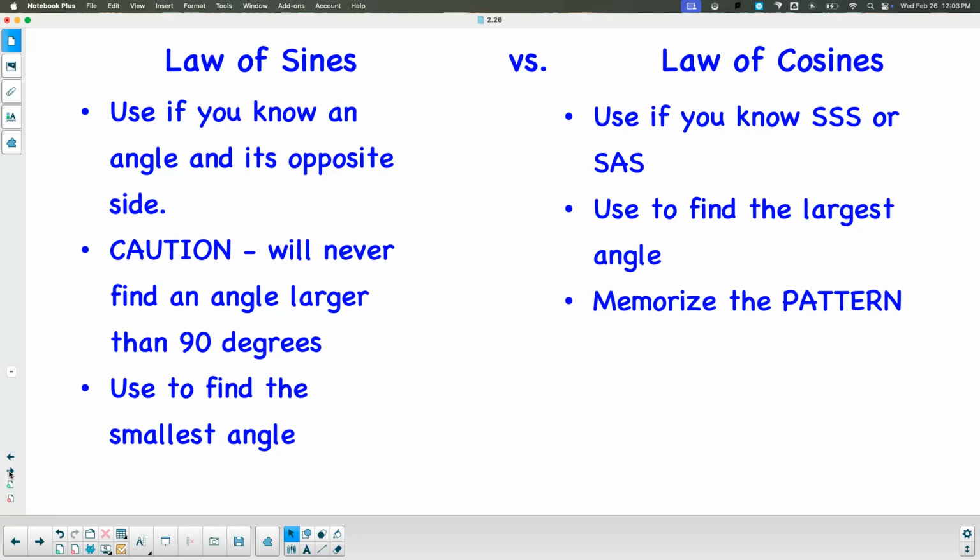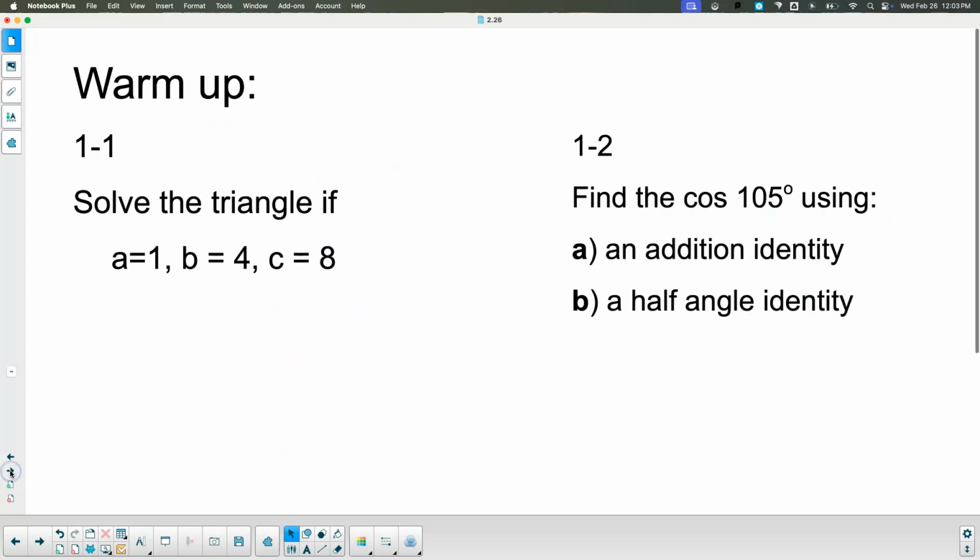With that being said, here are two warm-up problems. I want you to solve the triangle A equals 1, B equals 4, C equals 8. And I want you to find me the cosine of 105 degrees using the sum or difference identity, and using the half angle identity. So there are really three warm-up problems here. Okay? Go for it.